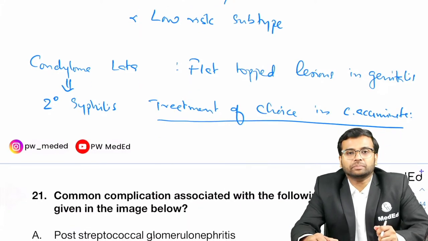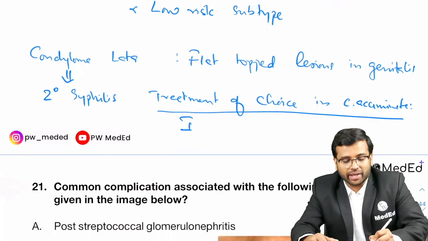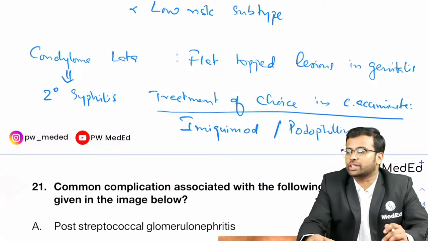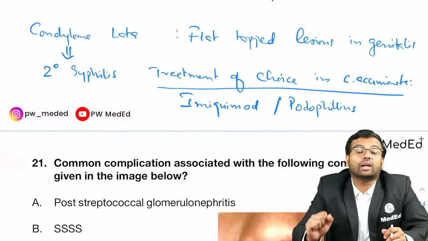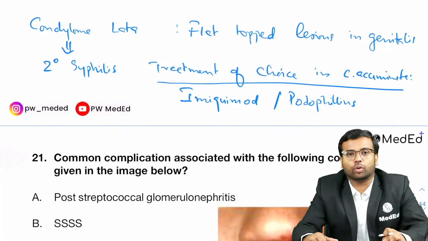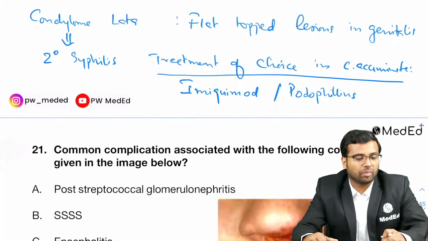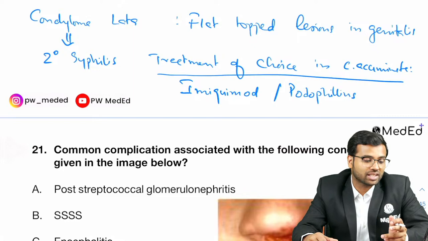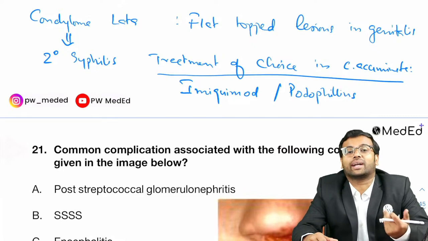Who can answer? The treatment of choice in condyloma acuminata is going to be either imiquimod or podophyllins. So this is the treatment of choice when it comes to genital warts or condyloma acuminata. Okay, imiquimod or podophyllins. But can we use imiquimod or podophyllins in pregnancy? Answer is no. The reason is because this is going to be teratogenic.